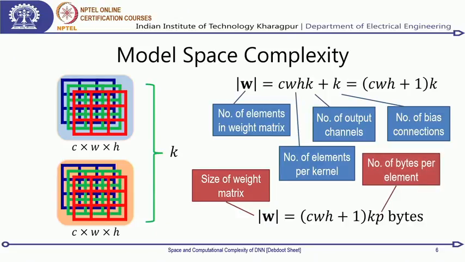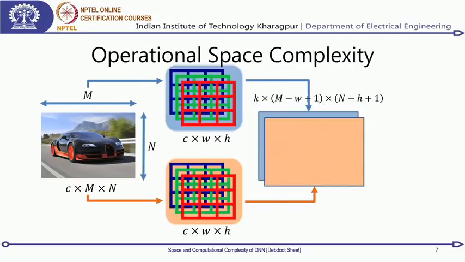Okay. Now, in the same way, if I am looking at the model space complexity, then the total amount of space I would require to store it, if I am using a number system with a precision of p, is equal to (CWH plus 1) times kp, and that is plain and simple, by analogy from what we had done for a fully connected network itself. Okay. Now comes the next part, which is to look into the operational space complexity.